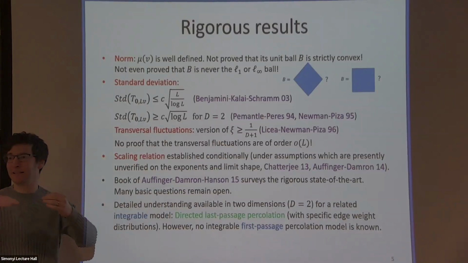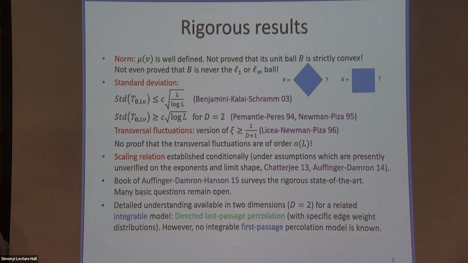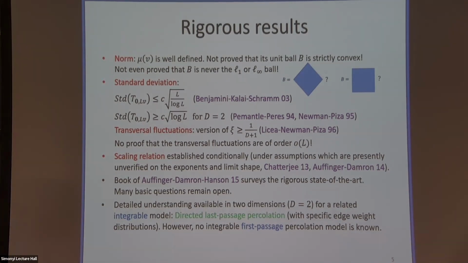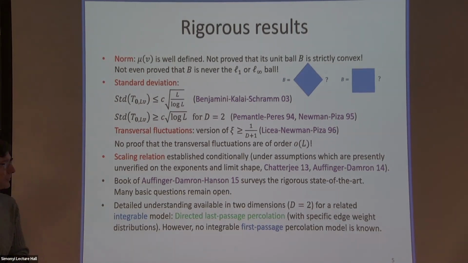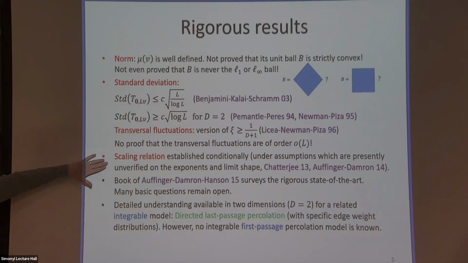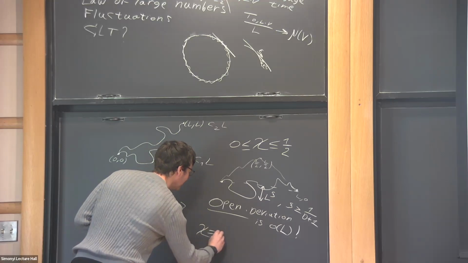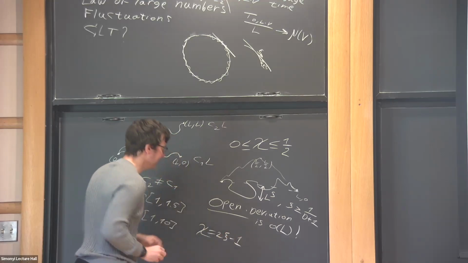It fluctuates a little. But the physicists told us that it should always fluctuate at least like square root L. So we don't know that in any dimension. But it's also related to the limit shape. It's related to the scaling relation. What about the scaling relation, which I remind you was chi equal to psi minus 1?